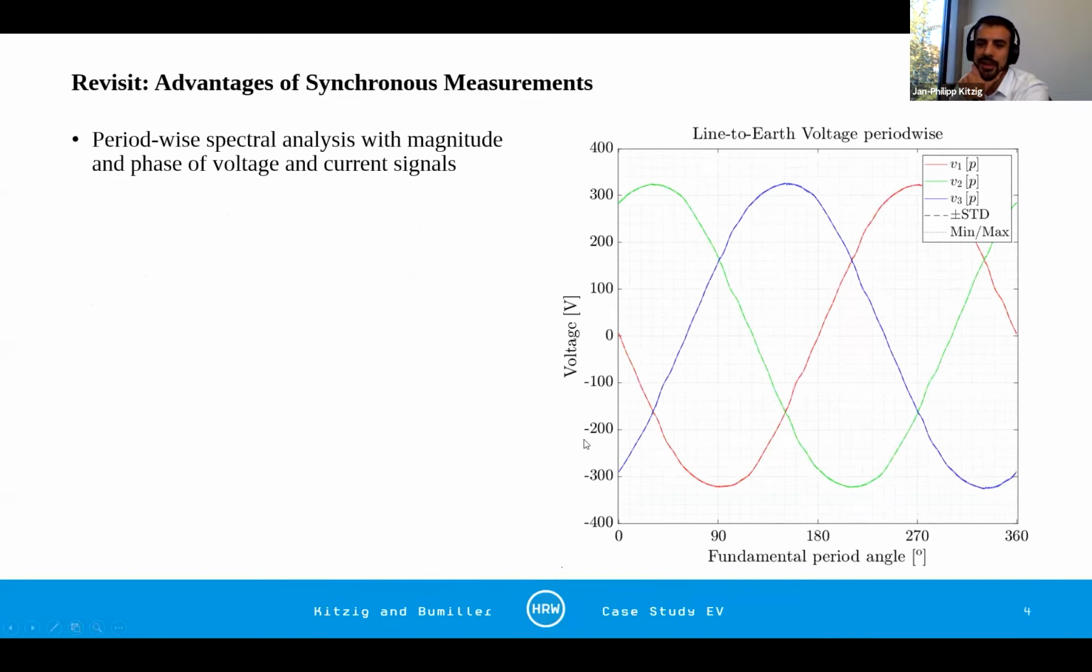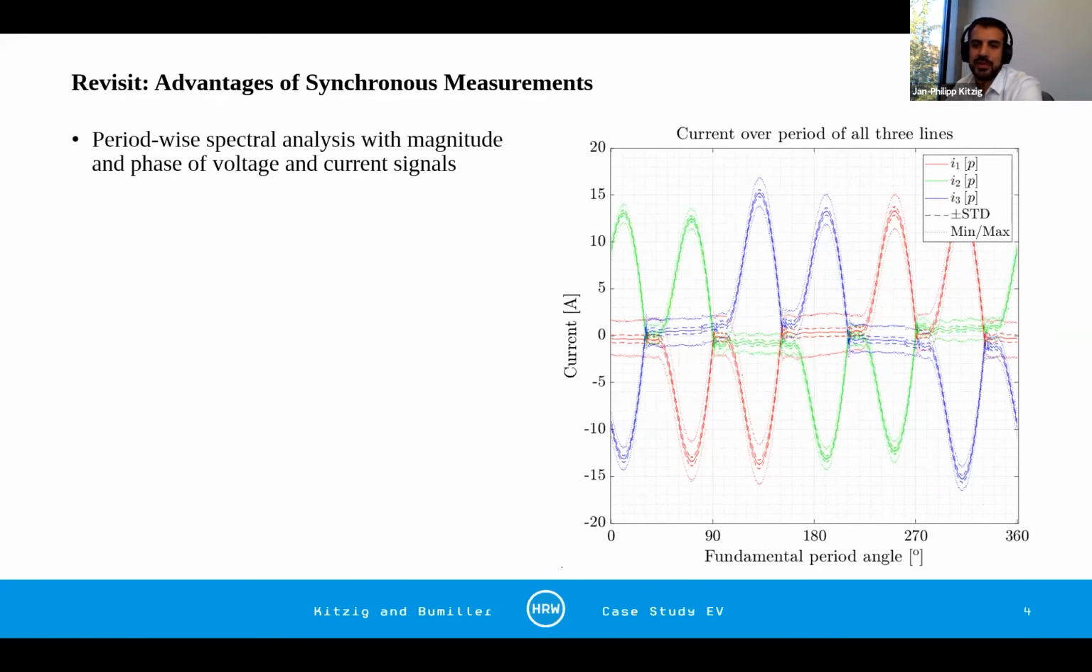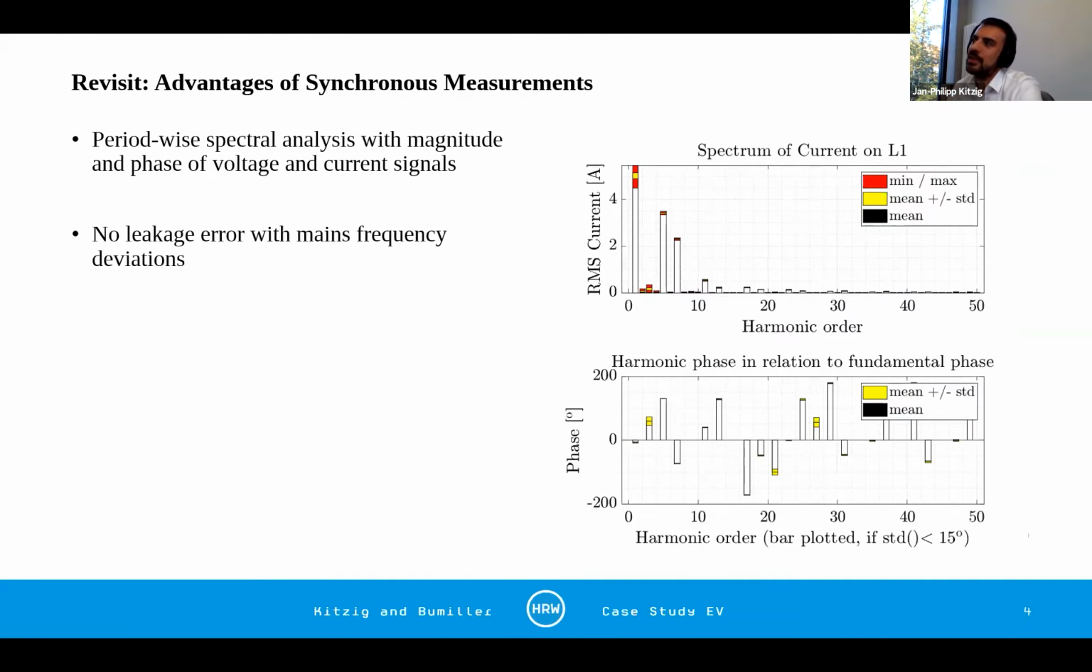Last time I presented the measurements of a cooling machine in a building, where we analyzed the current draw and the voltage. This was our voltage signal. We can depict everything period-wise, so we can perform spectral analysis consecutively over several periods that we obtain in our measurements. This was the current waveform that I presented the last time. Therefore, we could very accurately determine the magnitude and phase spectrum without any spectral leakage error induced by harmonics. This is actually the goal of this power quality measurement system.